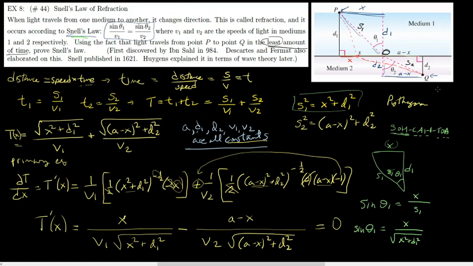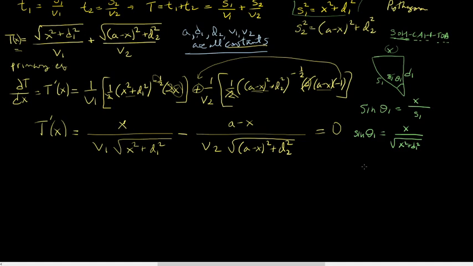Let's go on to the next triangle, and I'm going to draw that down here since I'm running out of space. Can I draw it in this color here? So the triangle here is going to look like this. All right, so this should be a right triangle. Sorry about that. So this distance was a minus x. This distance is S2. This distance is D2. And theta 2 is this angle here.